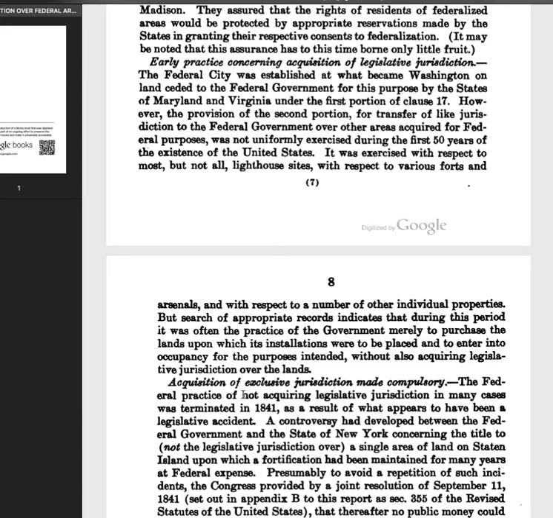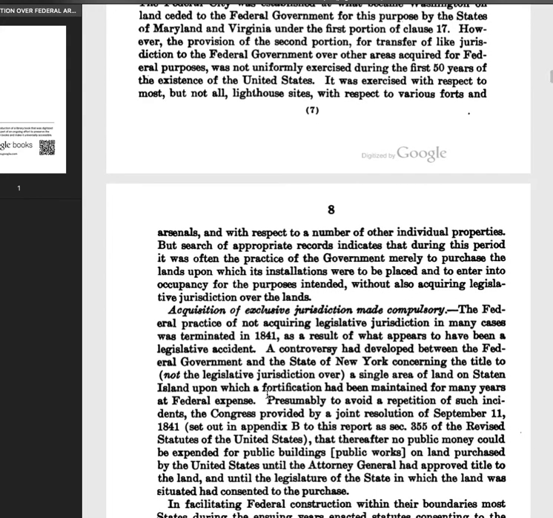Acquisition of exclusive jurisdiction made compulsory. Okay, so this is like through time, things are changing as they understand more and more what's written in the Constitution. They're starting to change how they're looking at things and what's the best way of doing things and how not to do things.